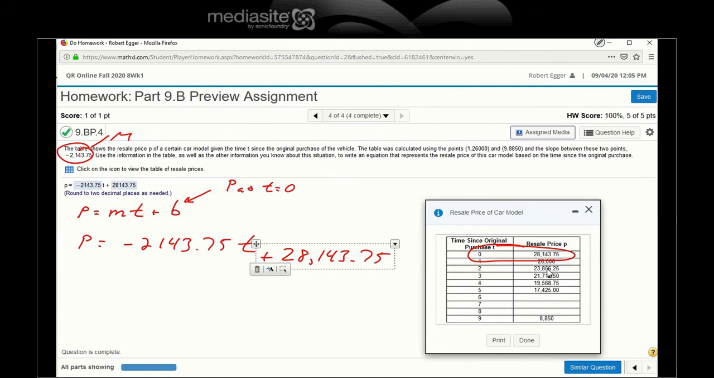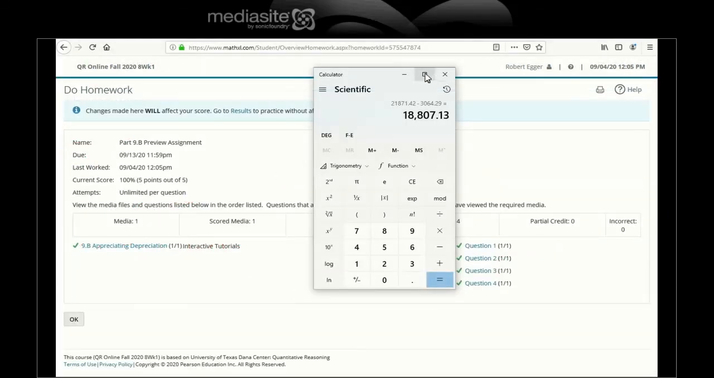Yeah, they already did the table for us, so good to go. And I believe that is it for the questions. Yes, it is.